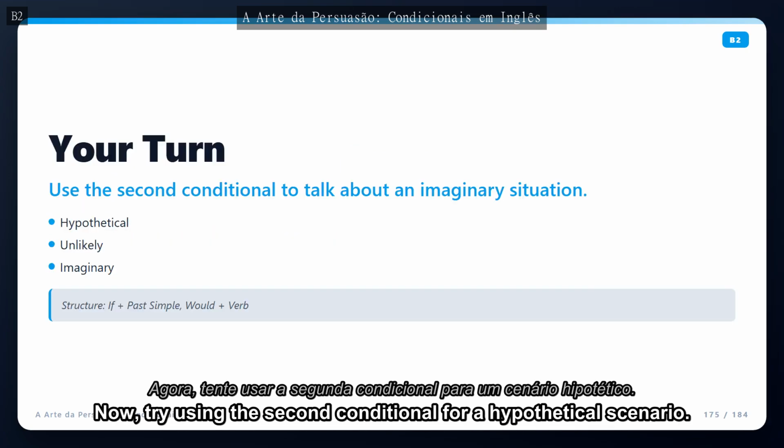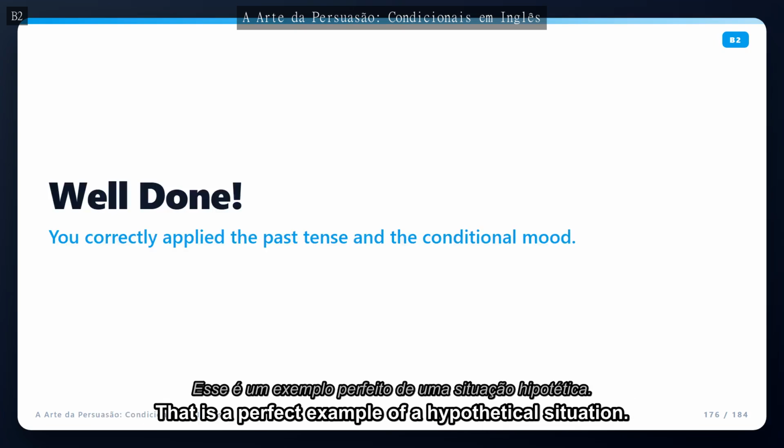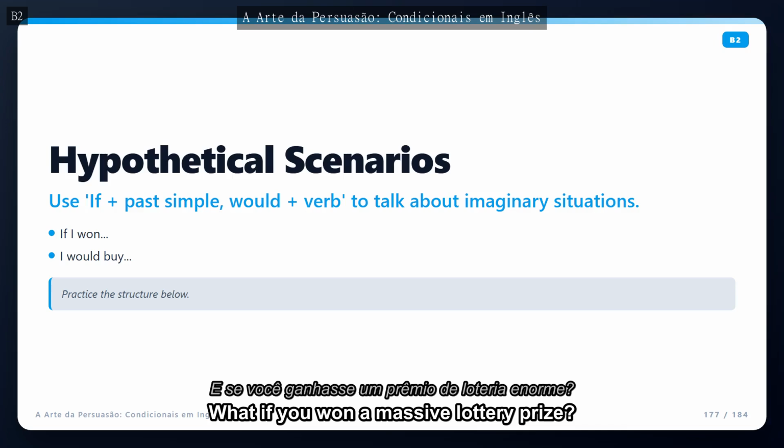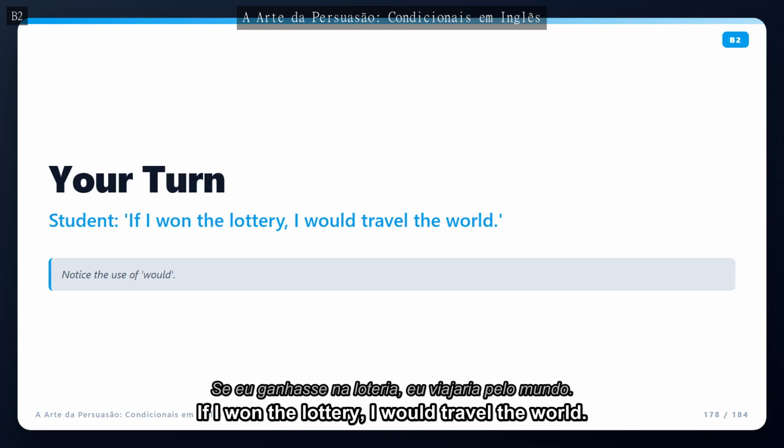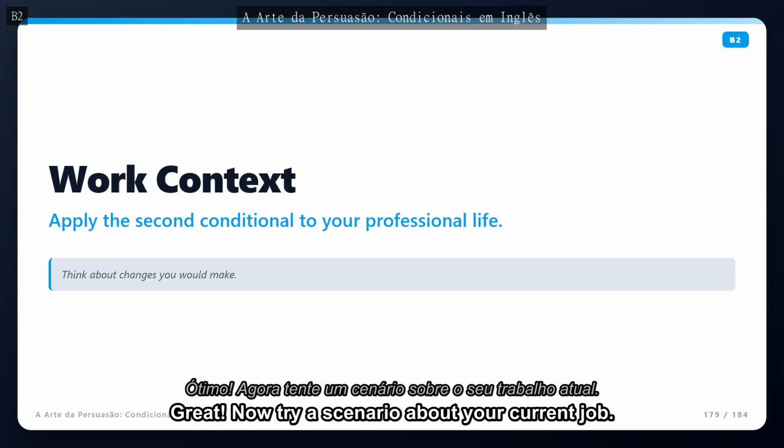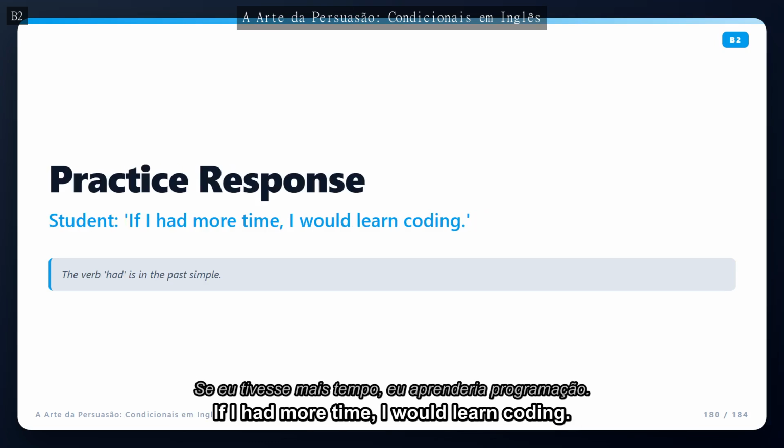Now, try using the second conditional for a hypothetical scenario. That is a perfect example of a hypothetical situation. What if you won a massive lottery prize? If I won the lottery, I would travel the world. Great. Now try a scenario about your current job. If I had more time, I would learn coding.